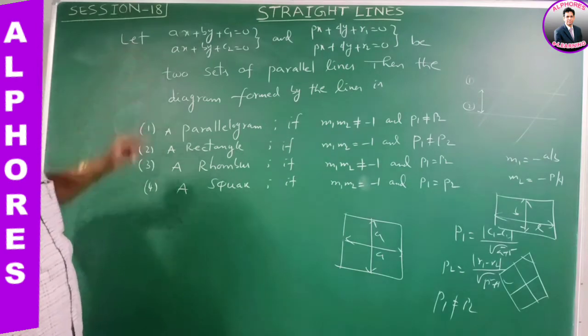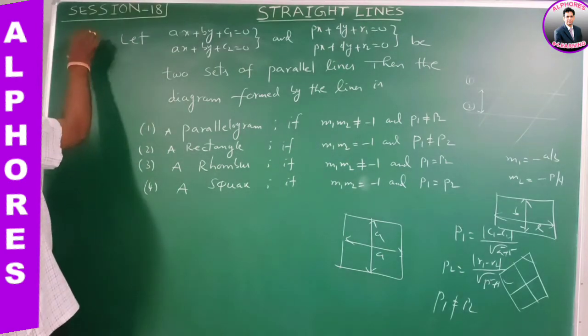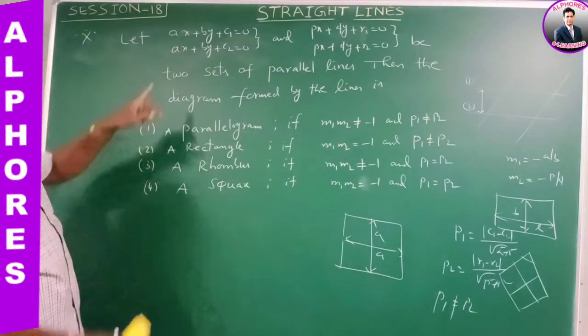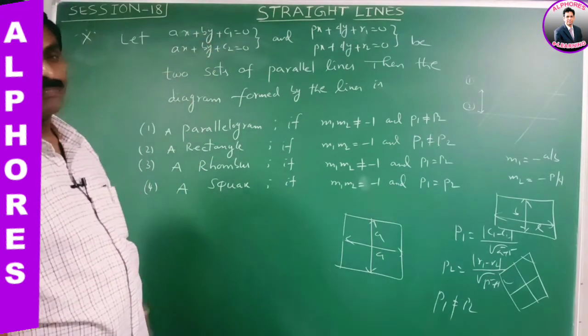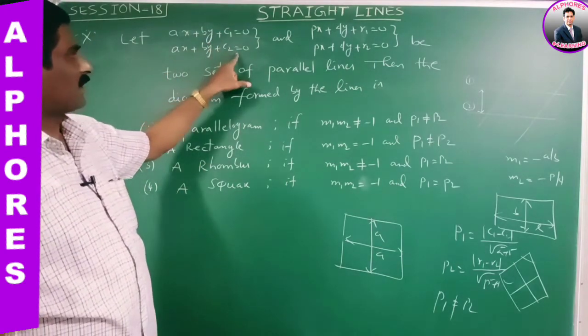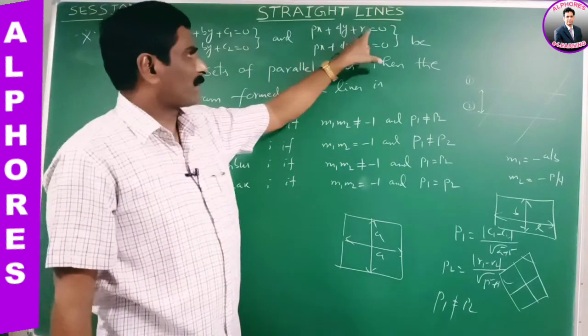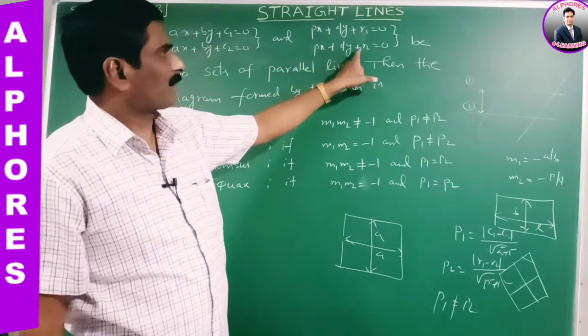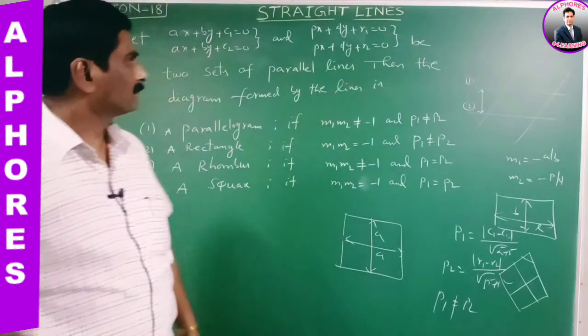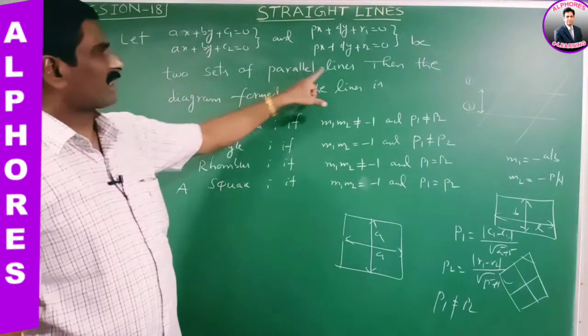Very important point, next point. Let ax plus by plus c1 is equal to 0, ax plus by plus c2 is equal to 0, and px plus qy plus r1 is equal to 0, px plus qy plus r2 is equal to 0 be two sets of parallel lines.